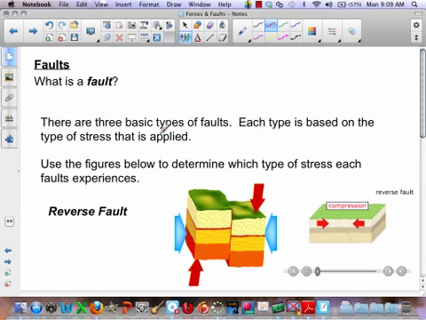And we had three different types of faults. And each fault is dependent on the type of force that's applied. So you get different faults for different forces. So we're going to relate these back to one another.